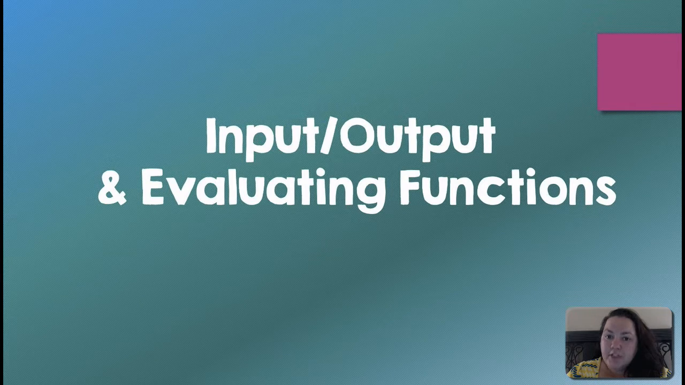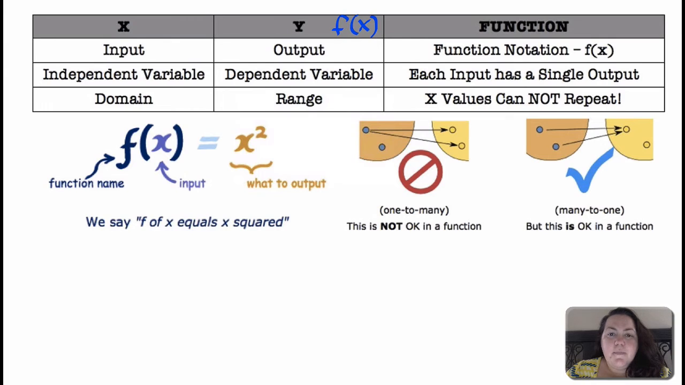All right, x and y. So x and y are your ordered pair values. Remember, ordered pairs are in parentheses: (x, y). The x values go side to side on your coordinate grid, and the y values go up and down on your coordinate grid.